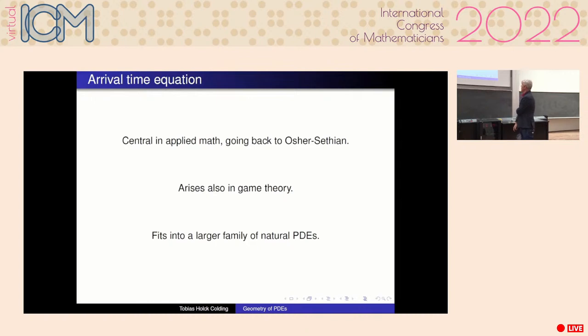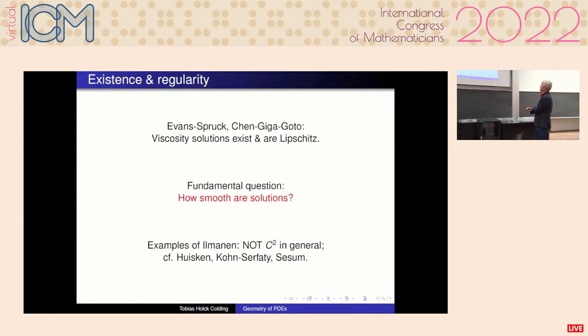Now, the arrival time function, as the level set methods, are central in applied mathematics. They go back to Osher and Sethian. They also arise in game theory, and they fit into a larger family of natural PDEs. And so Evans, Spruck, and Chen, Giga, and Goto proved that for the arrival time function, viscosity solutions exist, and those solutions are Lipschitz. And so the fundamental question is, how smooth are solutions? Is Lipschitz the best one can do? But then there are examples of Tom Ilmanen that show that in general, solutions are not C2.